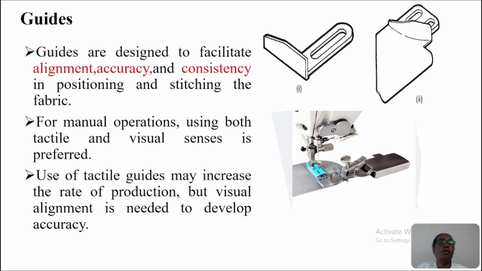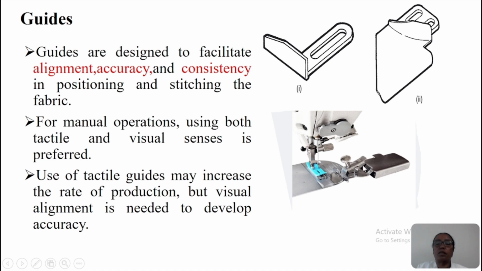Another type of workhead is guides. Guides are designed to facilitate alignment, accuracy, and consistency in positioning and stitching the fabric. These guides are used to align accurately and consistently for the position of the stitching of the fabric. These are seam guides.